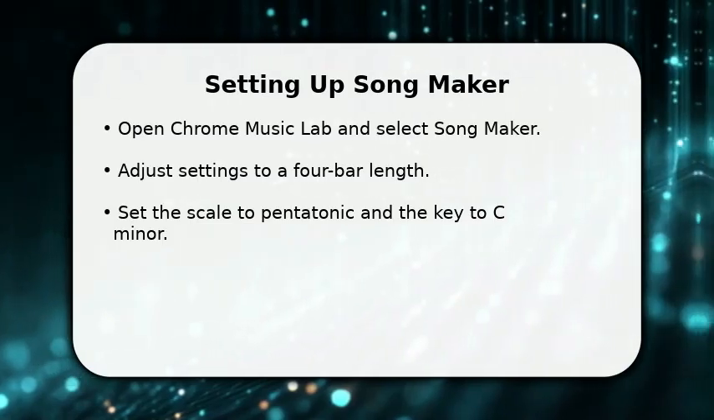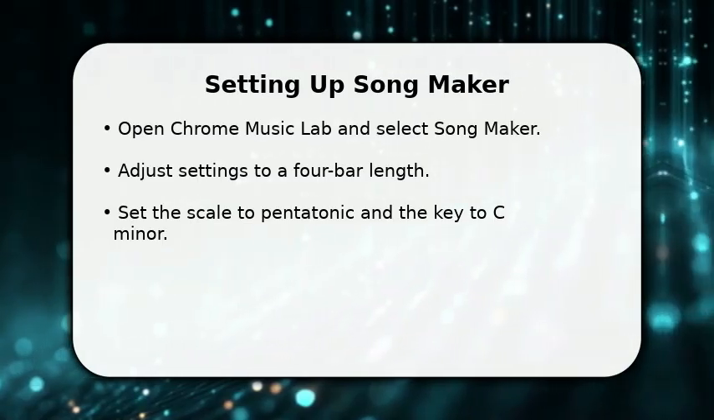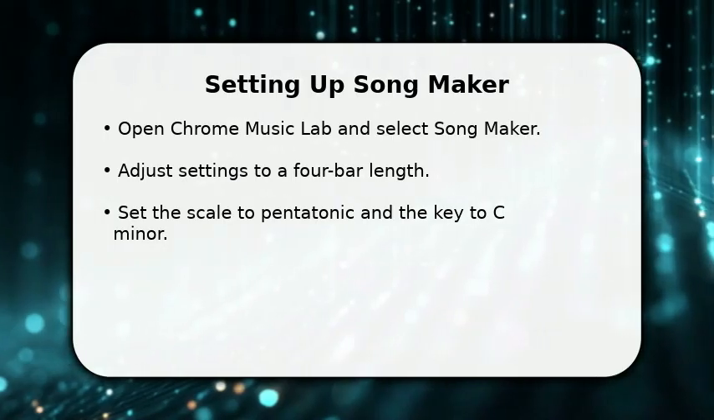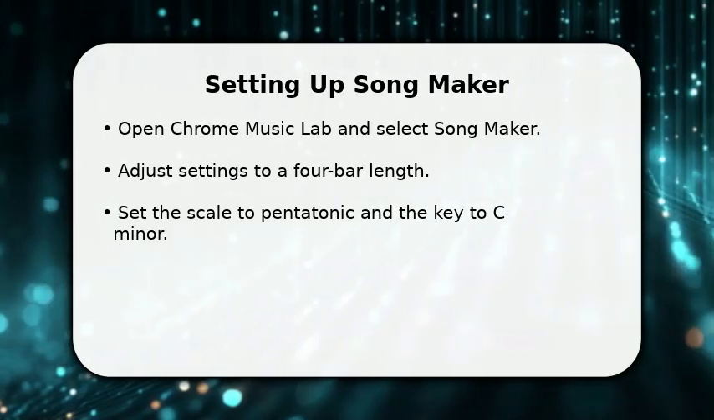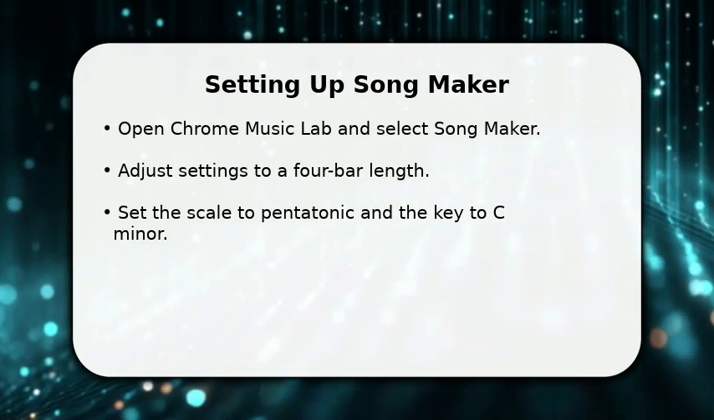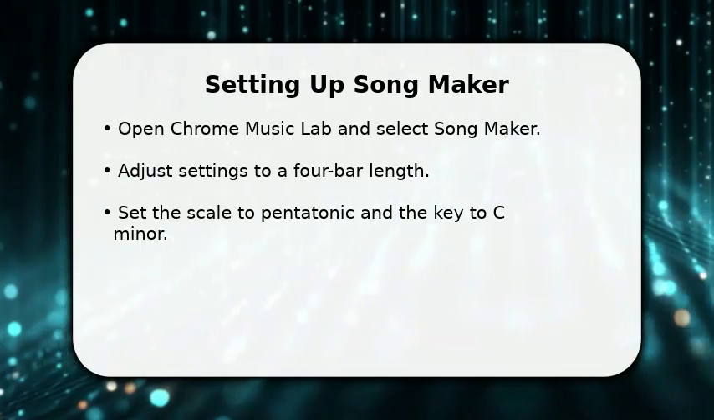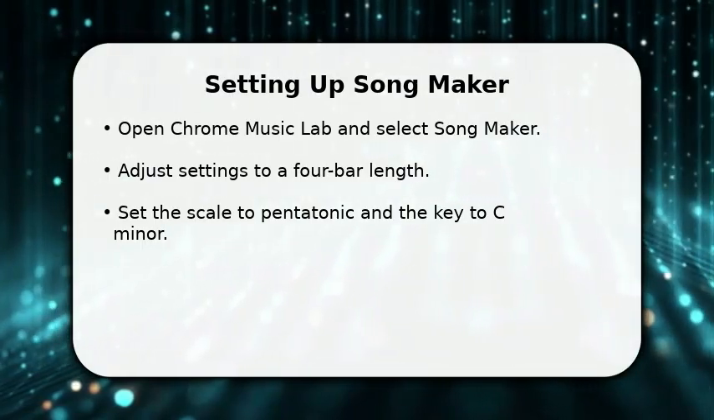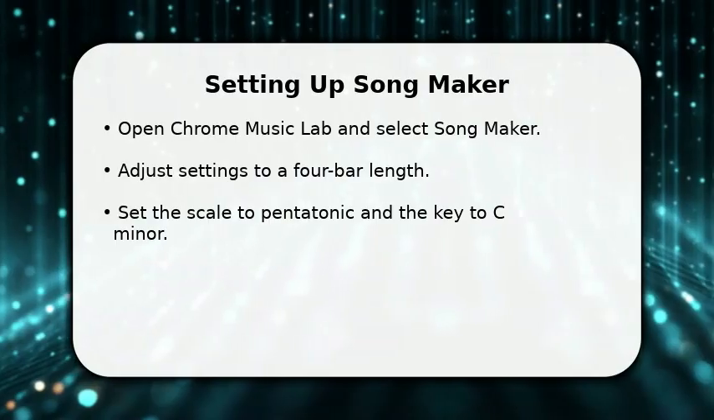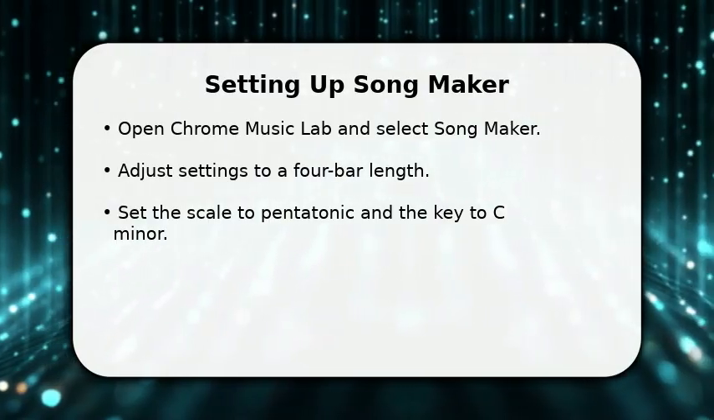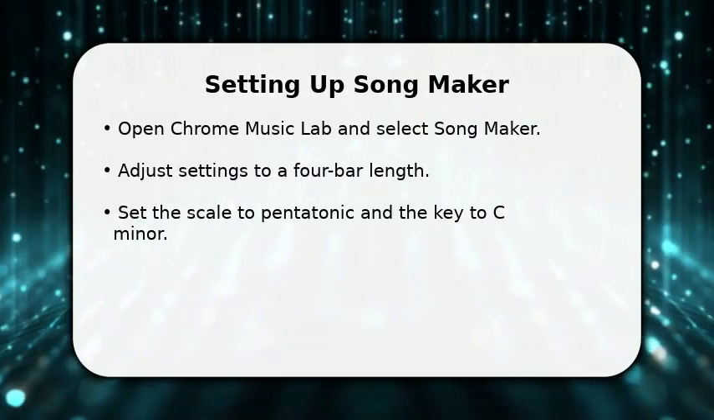First, navigate to Chrome Music Lab and open the Song Maker tool. You'll want to adjust the settings to ensure a 4-bar length, which provides enough space for the main loop. Set the scale to pentatonic and the key to C minor for the song's characteristic sound. Finally, select a synth or piano instrument for your melody.